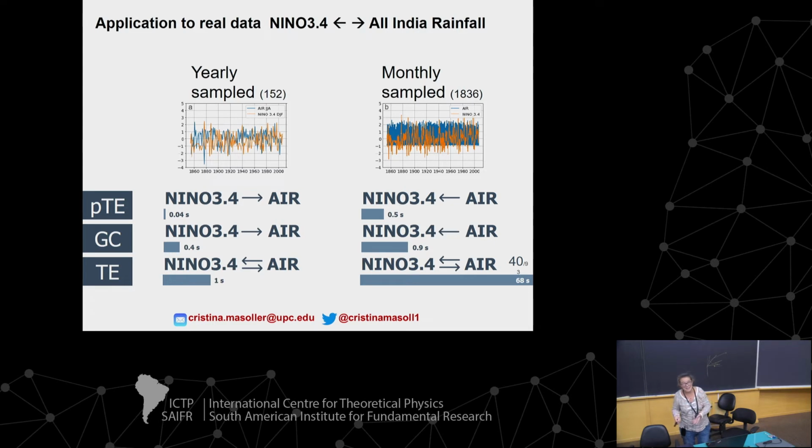On a monthly time scale, maybe India influences El Niño, while on a year-long time scale, then this phenomenon of El Niño that repeats every 3 or 5 or 6 years affects India. Okay, so it depends, and again, Granger causality gives the same, while transfer entropy detects both.